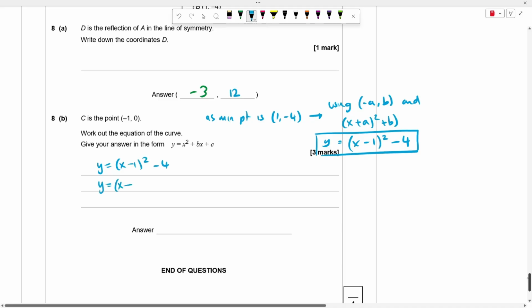Expanding this out, we get (x minus 1)(x minus 1), and not forgetting that minus 4, so we get y equals x squared, minus 2x plus 1 minus 4, which gives me y equals x squared minus 2x minus 3. So my answer is y equals x squared minus 2x minus 3. And there we go.